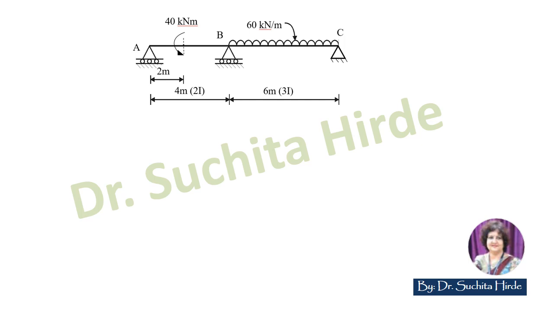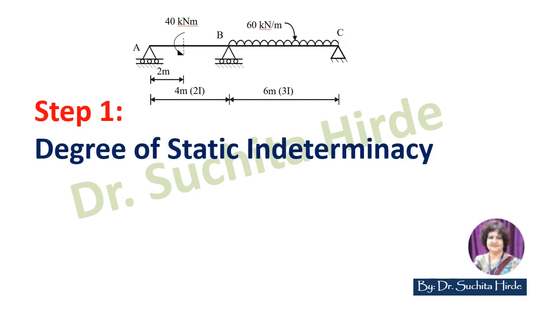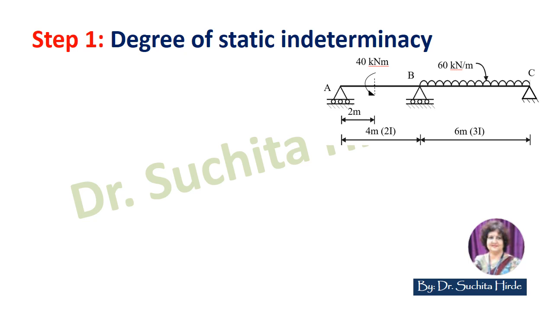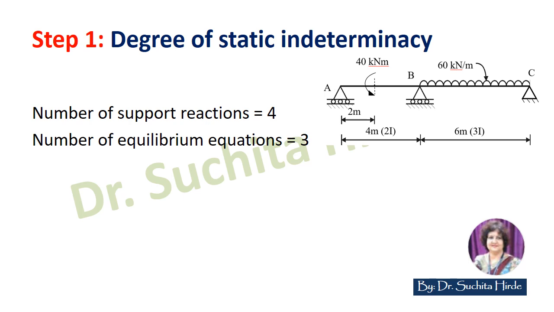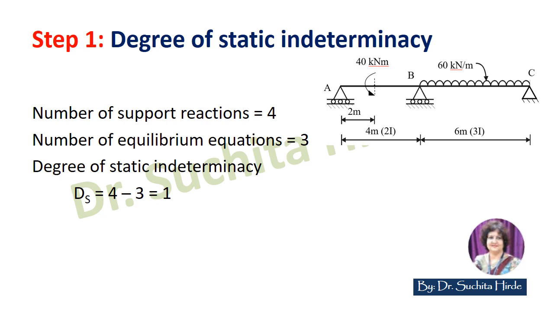Flexibility matrix method is a force method, and therefore in this method the step 1 is to calculate degree of static indeterminacy. Let us calculate degree of static indeterminacy. In this case, there are four unknown support reactions. Number of equilibrium equations are 3, and therefore degree of static indeterminacy is 4 minus 3, which is equal to 1.